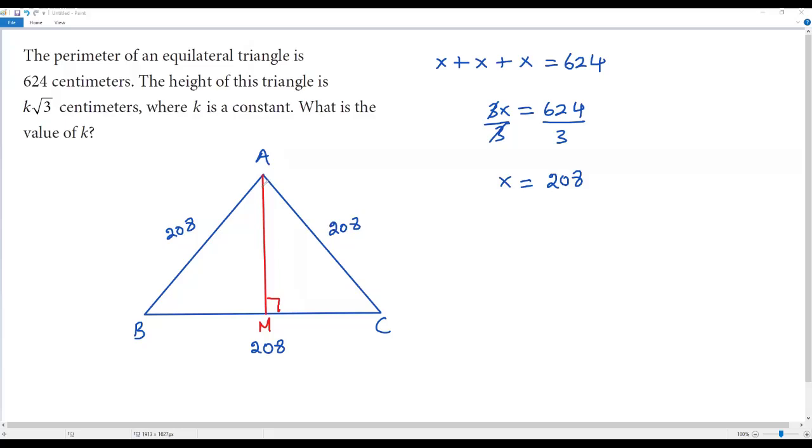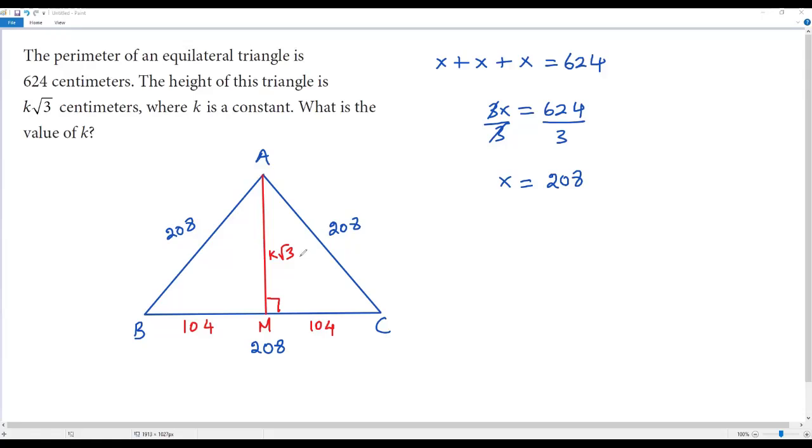Since it's an equilateral triangle, the height will bisect the side, that means it will divide the length of side BC into two equal parts. We already know that the length of side BC is 208. So the length of this segment is 104 and the length of this segment is 104. Also, the height of the triangle is given in the question itself, that is k times square root of 3. Let me mark it. This is the height of the triangle.